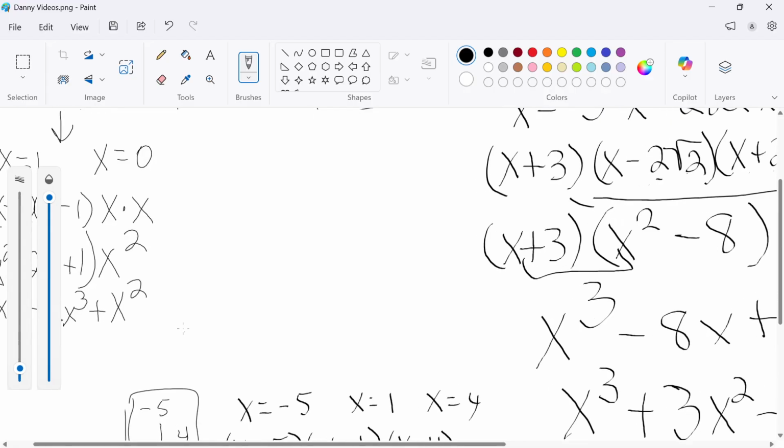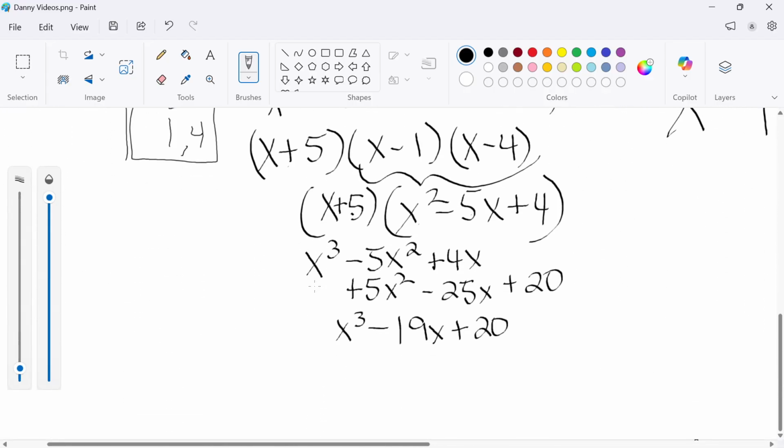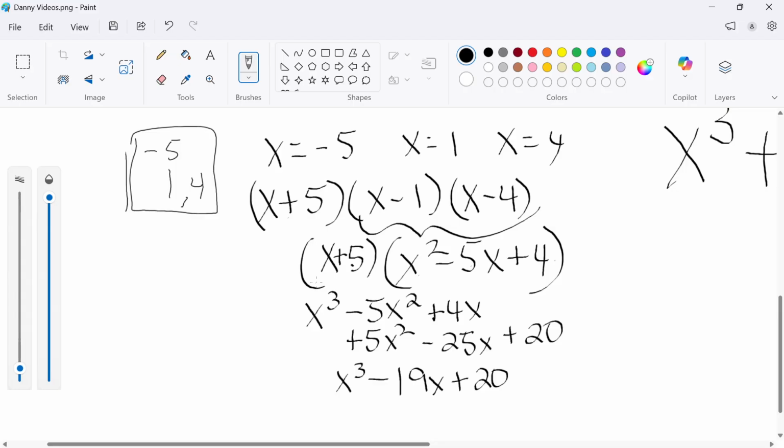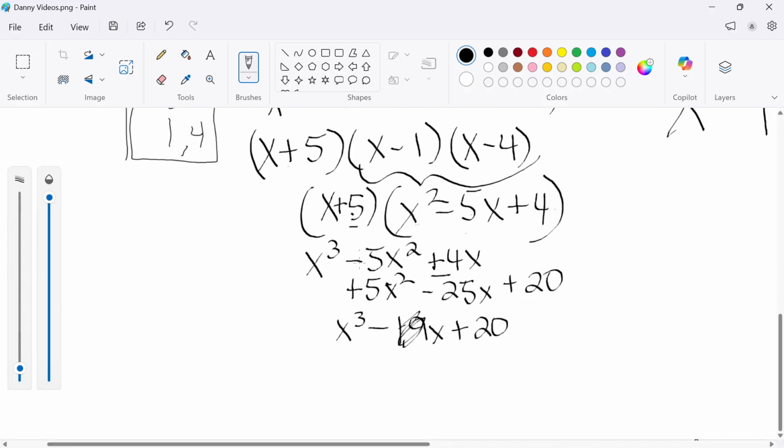Okay, let me double check it again. x equals negative 5, x is 1 and x is 4. This is x squared minus 1x minus 5x plus 4. And if I multiply that by x plus 5, I get x cubed minus 5x squared plus 4x plus 5x squared minus 25x plus 20. I get x cubed. Oh, that's not minus 19. How come you didn't correct me? Minus 21x plus 20. Negative 25 plus 4 is negative 21.